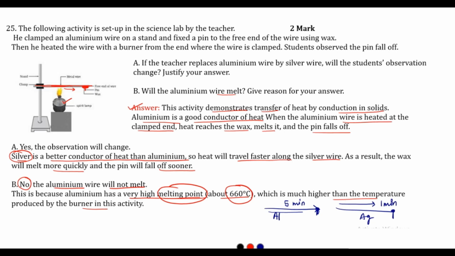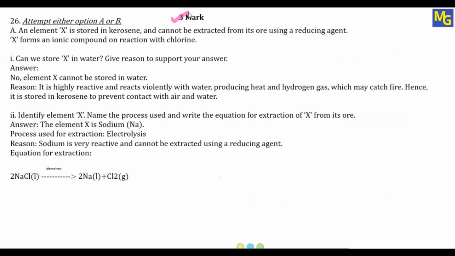So this is the answer for this question number 25. This question carries 2 marks. After this we are going to move to the next question. So this was one question of 2 marks. So in this 3 mark question, the first one is question number 26. Attempt either option A or B. So in this question we have an internal choice. Here we are going to start with A, and on the next page we are going to start with B. Whenever such a type of question comes, remember you have to attempt any one, either A or B.